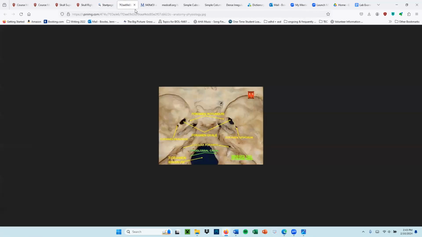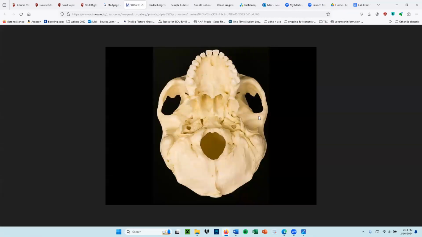But the other tricky view for people is this view, the inferior view. So if I happen to put a skull in this view, it's because there are things in this view that you can't see easily from a different view. I will not ask you things like ROS from this view because we have a much easier way to look at those. But things that are unique to the inferior view would be these occipital condyles. This is the only way to view them.